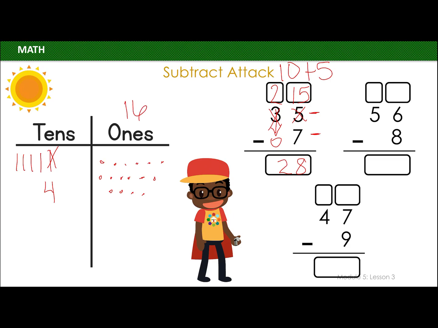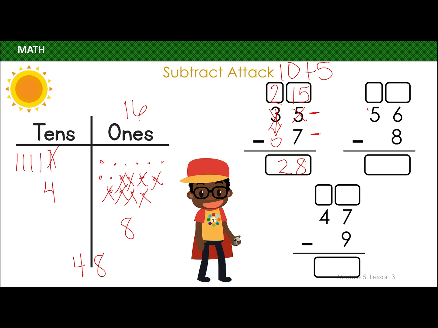So I now have 10 ones plus the 6 I already had, so I have 16 ones now. I need to take 8 away from my 16, so I cross off 8. 1, 2, 3, 4, 5, 6, 7, 8, and I'm left with 1, 2, 3, 4, 5, 6, 7, 8 ones. So my answer is 48. Let's see if we're right.